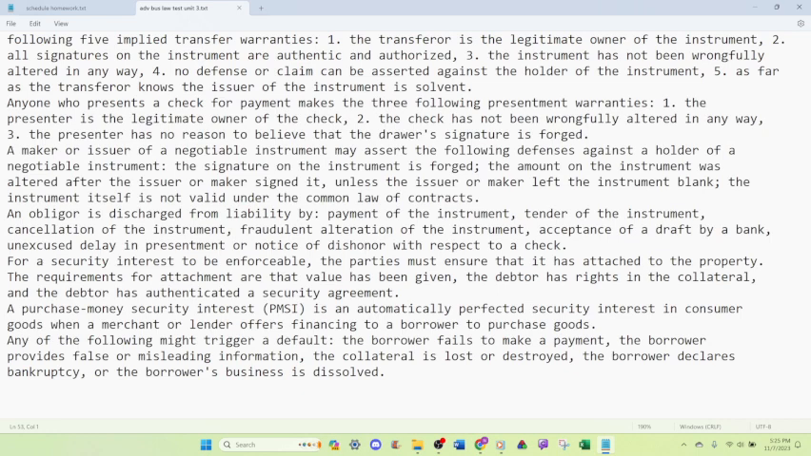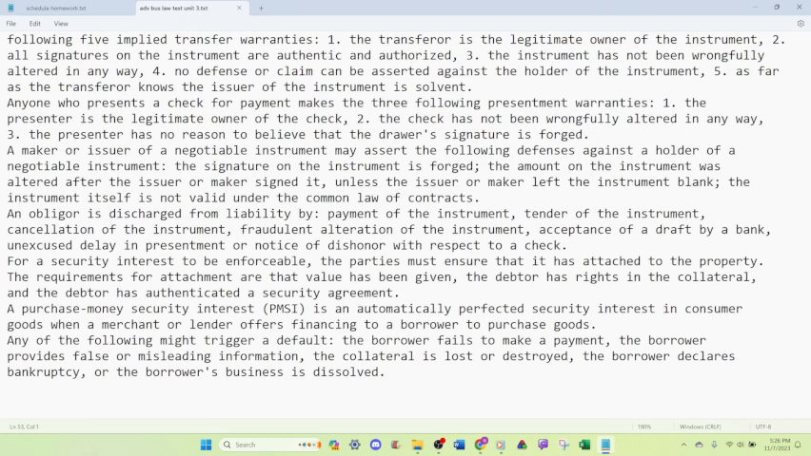An obligor is discharged from liability by payment of the instrument, tender of the instrument, cancellation of the instrument, fraudulent alteration of the instrument, acceptance of a draft by a bank, unexcused delay in presentment or notice of dishonor with respect to a check.